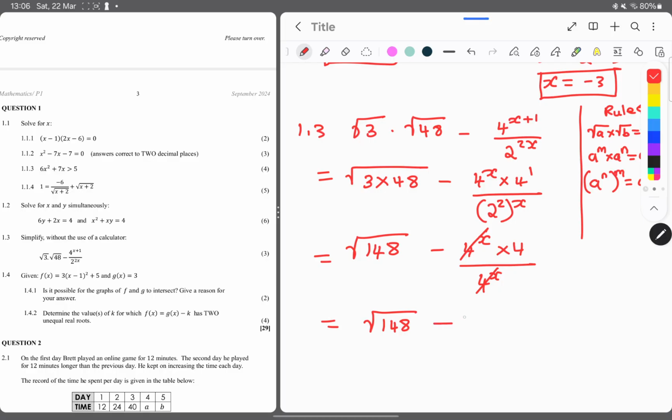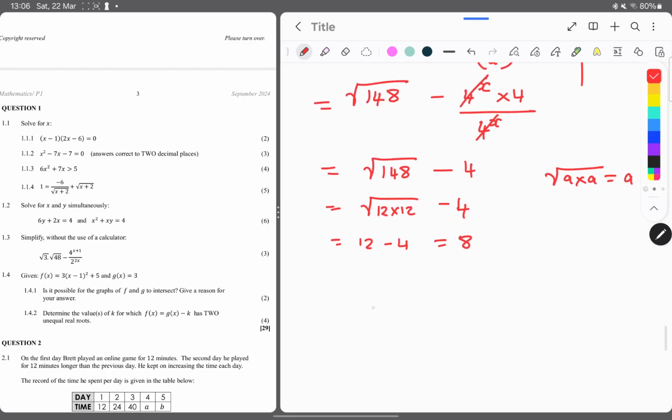I have the square root of 148 minus 4, and I think the square root of 148 is 12, if I'm not mistaken. So I have the square root of 12 times 12 minus 4. Now there is another rule: the square root of a multiplied by a is a. Therefore, I have 12 minus 4, and the answer is 8. Amen.